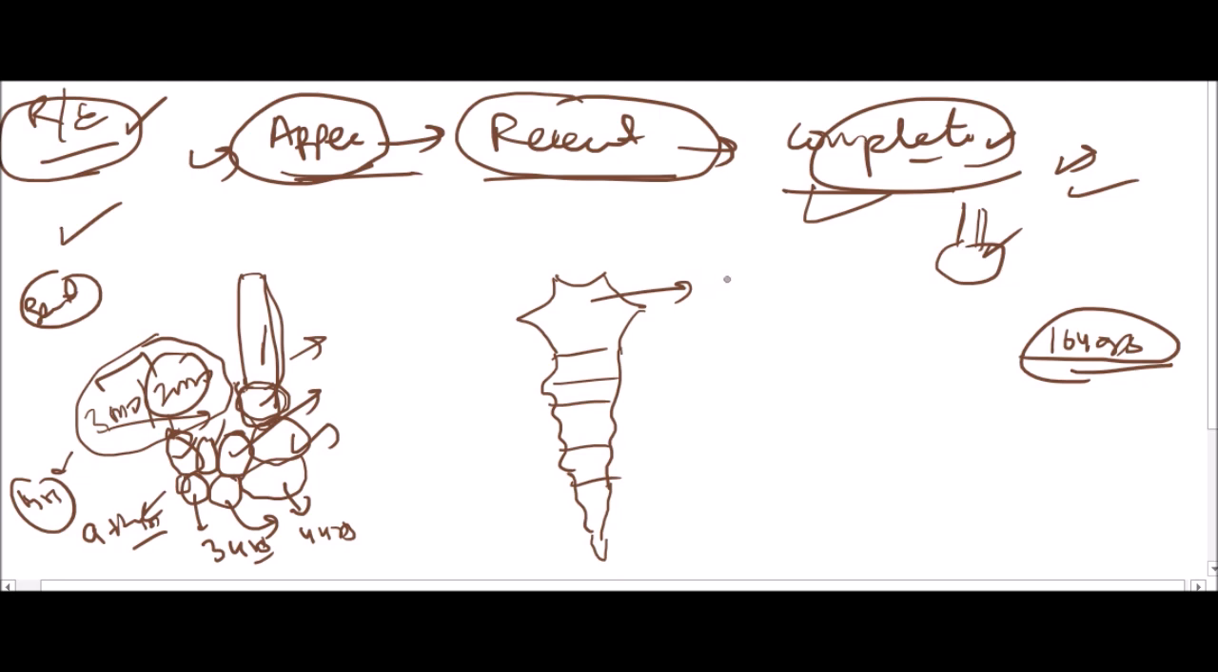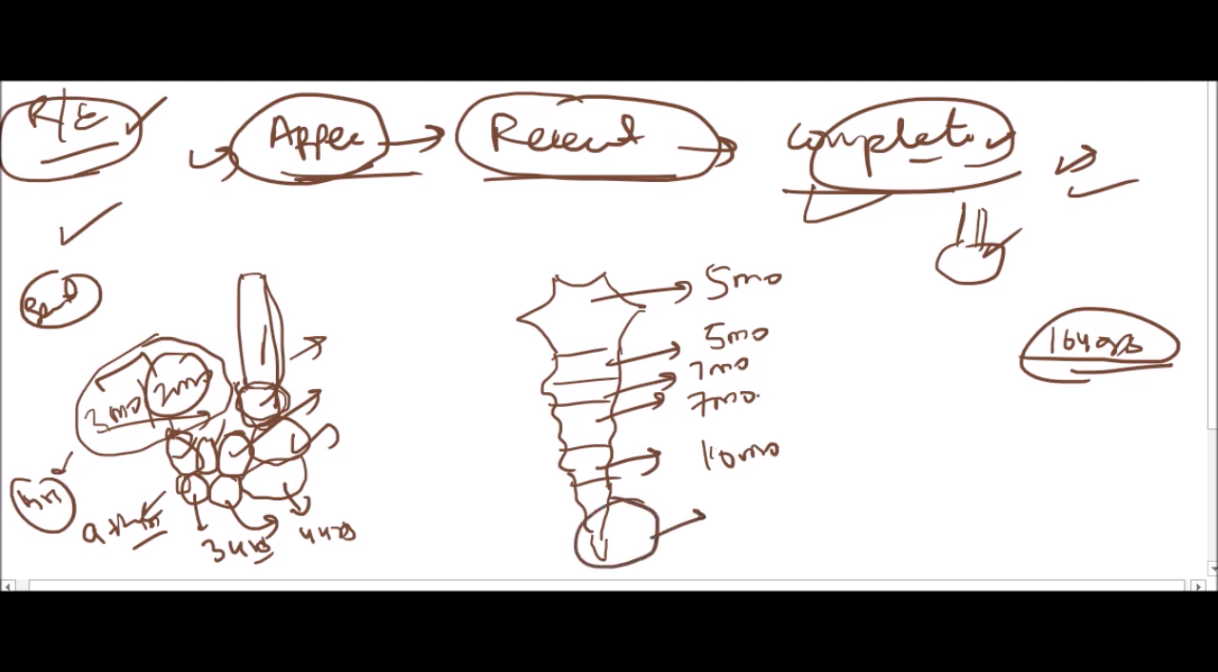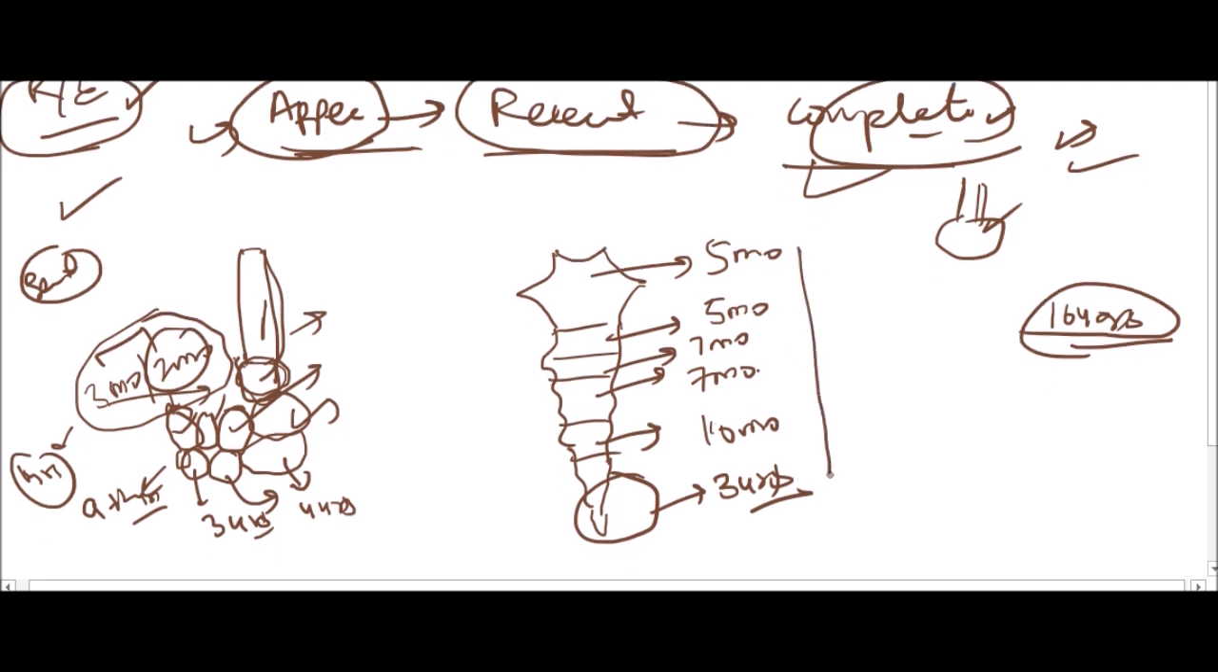The first center for manubrium appears at the age of 5 months. Then center for first sternebra appears at the age of 5 months. Then center for second sternebra appears at the age of 7 months. Then center for third sternebra appears at the age of 7 months. Center for last sternebra appears at the age of 10 months. And center for xiphoid process appears at the age of 3 years. So this is the primary wave of appearance that is from above to downward.